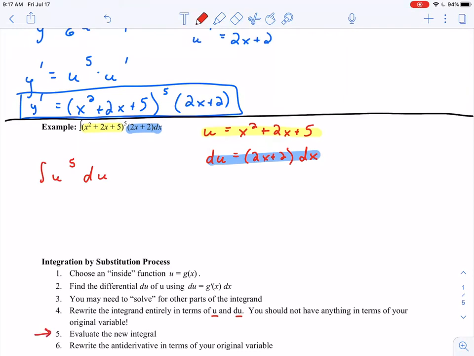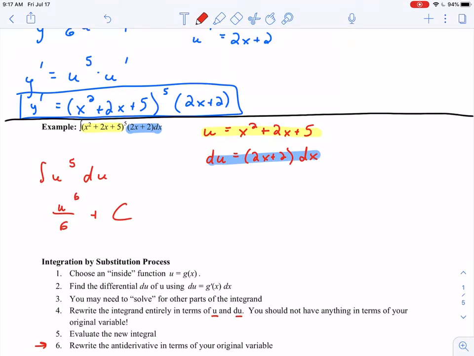Step 5 then, evaluate this new integral. So now we need to go and find our antiderivative. So here, this is just a power rule. This will be u to the 6th divided by 6, plus, of course, my constant of integration c. Can't forget about that. And then step 6, I want to rewrite in terms of your original variable.